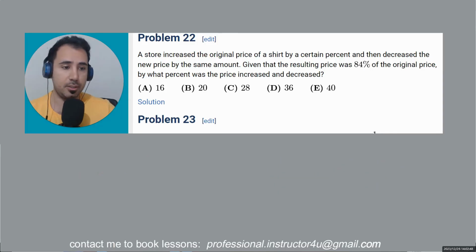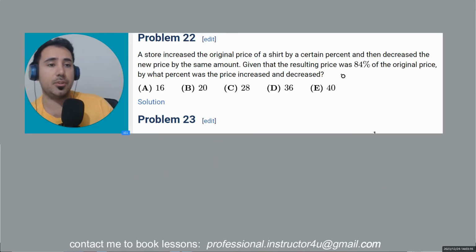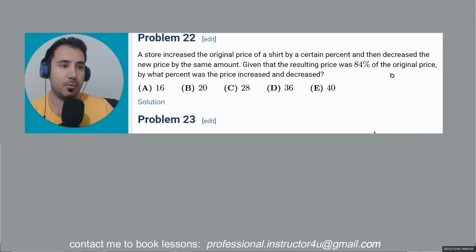Now let's read the question. The store increased the original price of a shirt by a certain percent and then decreased the new price by the same amount. So, for example, you could increase it by 30%, and then decrease it by 30%. Is it going to be the original price? No. Good. Given that the resulting price was 84% of the original price, by what percent was the price increased and decreased? Okay, so let's go like this.